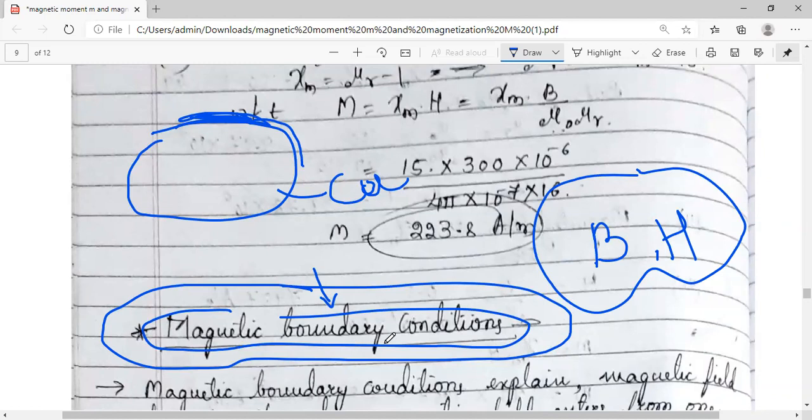So what are magnetic boundary conditions? You have a material, a magnetic material. At the boundary of this material, these fields, either flux density or magnetic field intensity, how these things will behave, that we will analyze in these magnetic boundary conditions. Okay, and you know this B and H, they are vectors.